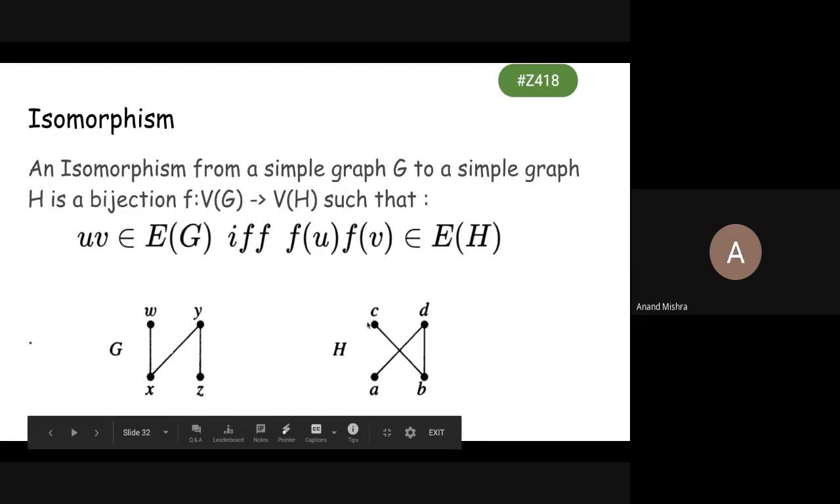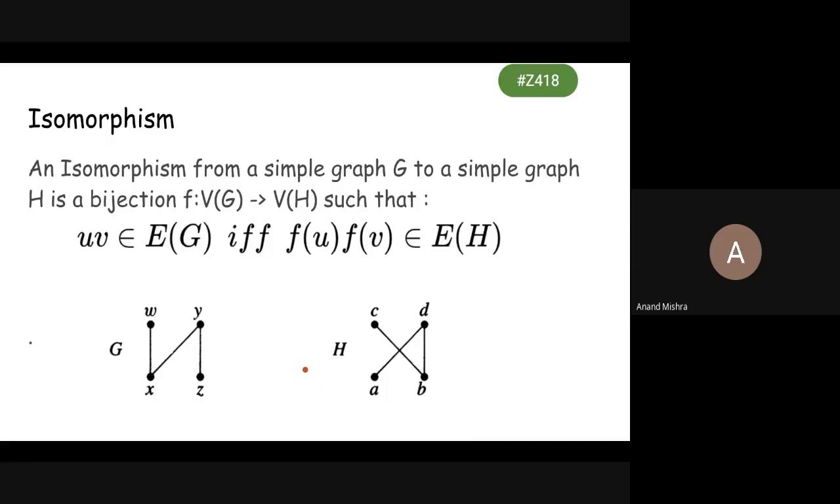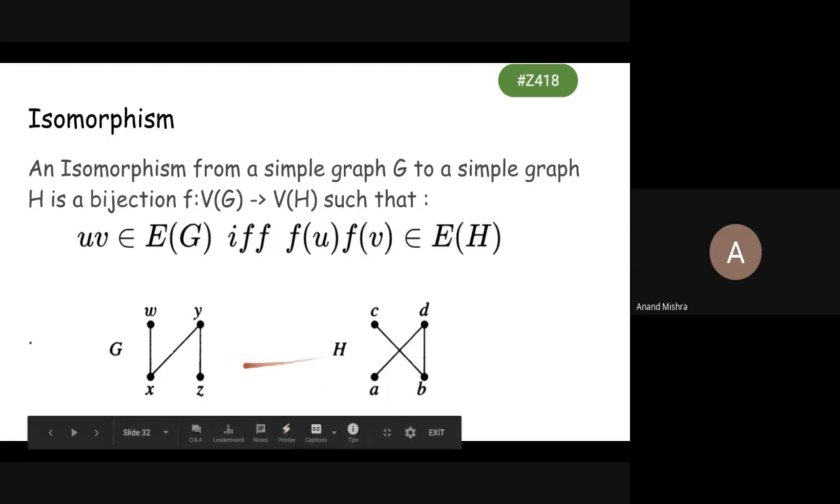W corresponds to C, X corresponds to B, Y is for D, and G for A. So these two graphs, though at a glance they look very dissimilar, are isomorphic to each other. This is just a concept to know.